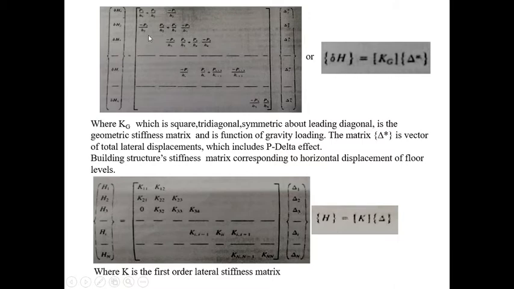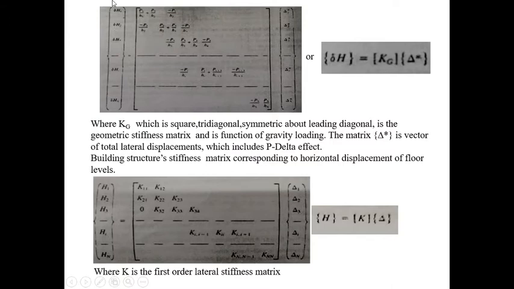So this whole P by H matrix is represented as Kg. Kg is nothing but the stiffness matrix, which is a square matrix. It is tridiagonal, and symmetric about the leading diagonal. So it is a symmetrical, tridiagonal square matrix, which is also called the geometric stiffness matrix, and it includes the gravity loading.